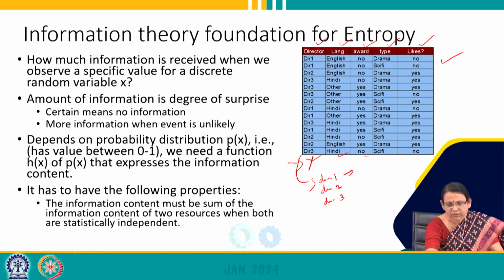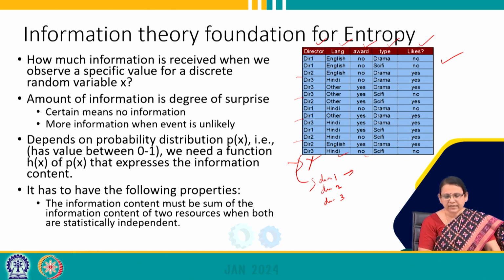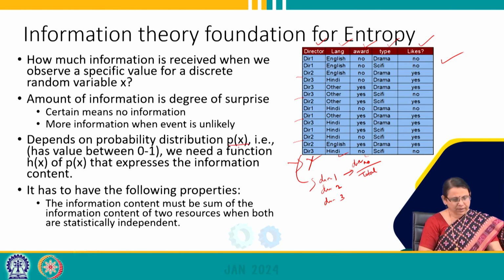So, how many data do we have? 1, 2, 3, 4, 5, 6, 7, 8, 9, 10, 11, 12, 13, 14. So, you have a total of 14 data. Out of 14 data, there will be a number of places where director 1 appears, divided by the total records. That is how you can find out the probabilities, a probability mass function for Px, because these are discrete values.